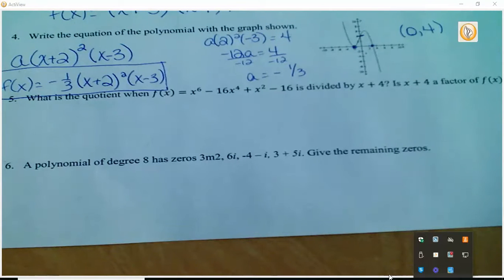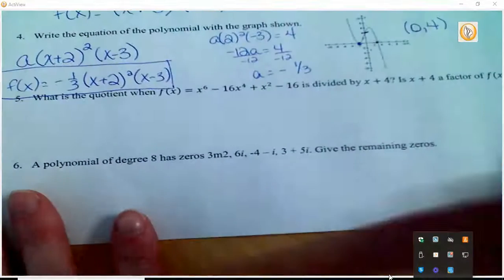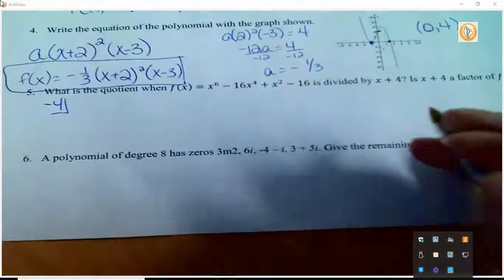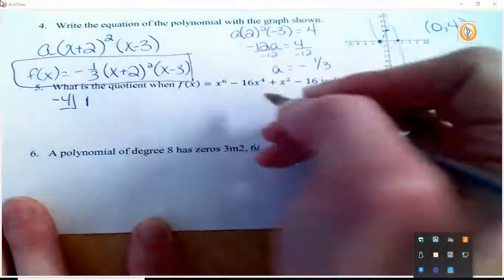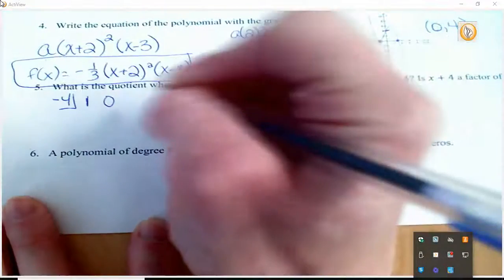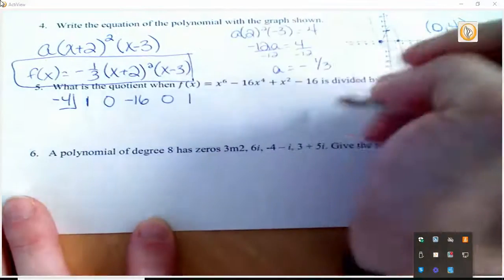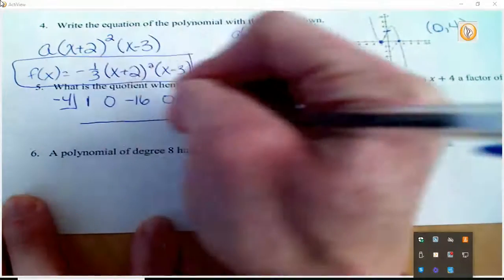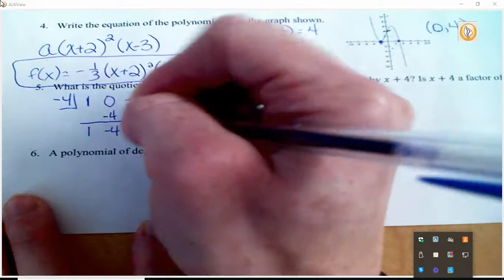So we're dividing by x plus 4. I want the quotient. So what do you put in your box for the synthetic? -4. You always do the opposite. Okay, coefficients. This is where we had mistakes. You had a 1x to the 6th. There is no x to the 5th, so you need a 0. -16x to the 4th. No x cubed. 1x squared. There's no x to the 1st. And then the -16. So 1 comes down, we multiply and add.